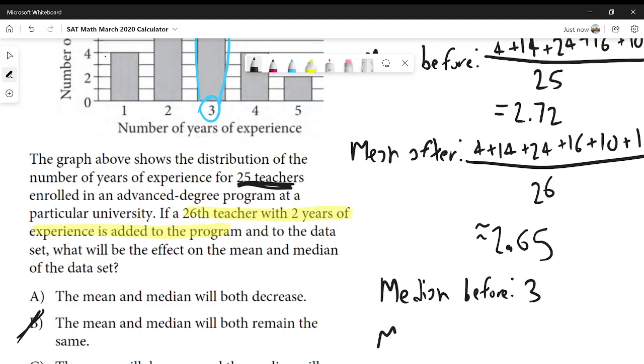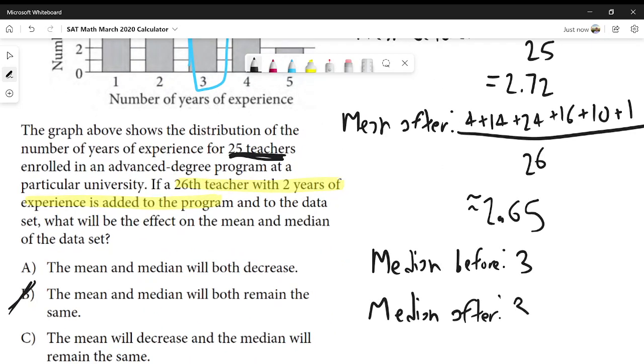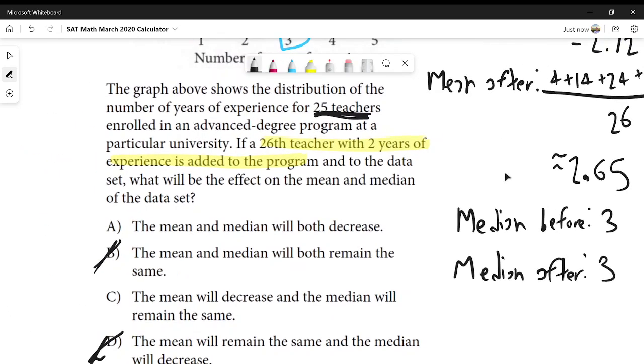It's going to be 3, and then the median after, since there's 26 teachers, is going to be the average of the 13th and the 14th teacher. And so we know that the 13th and the 14th teacher have to fall within this bar, within 3 years of experience. So the median's also still going to be 3. And so that means that the median stays the same. And so that means A is wrong, and that has to be C.